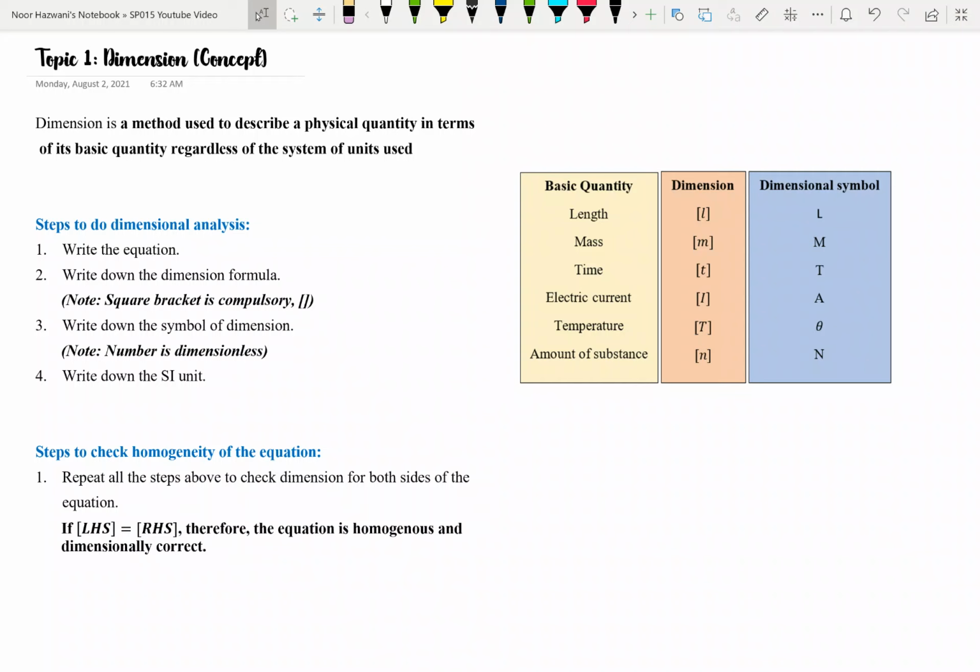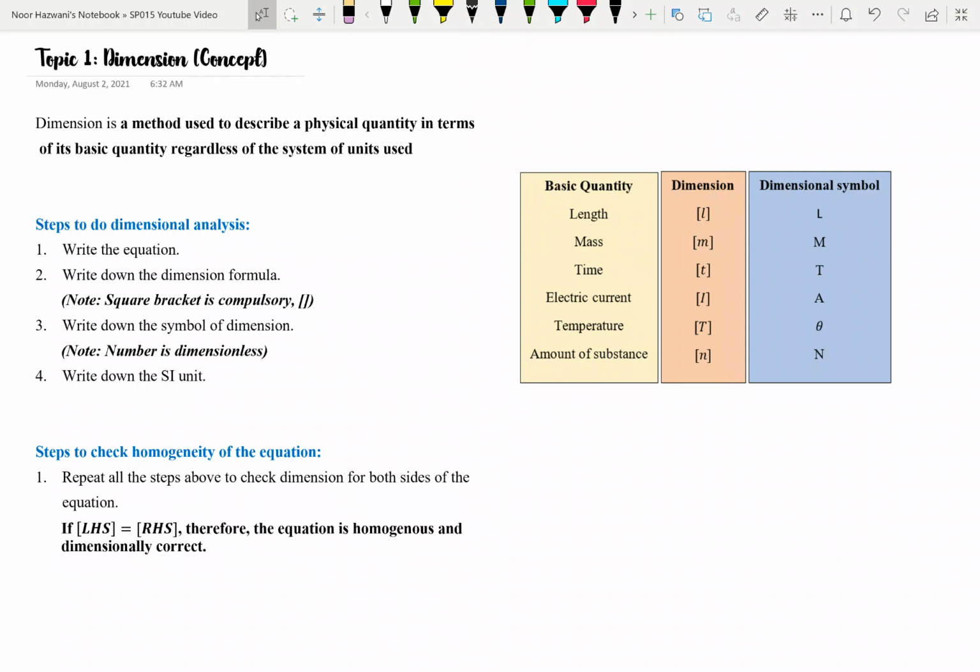Okay, actually dimension is a method used to describe a physical quantity. So kita ada banyak physical quantity yang kita guna dalam physics, tetapi kita nak try describe that physical quantity in terms of its basic unit regardless of the system of units used.